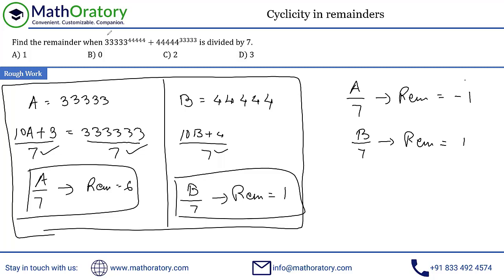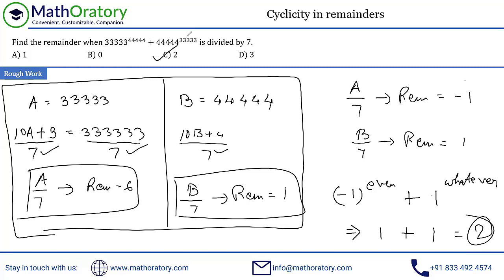So the entire thing, the given number, is A to the power 4, 4, 4, 4, whatever. So you have -1 raised to an even number. I care about even in this case because there's a -1 out here. Plus this part is 1, that is this B, raised to whatever, right? Because 1 raised to whatever, the remainder will be 1 any which way. So in this case, the remainder is 1 plus 1, which is 2 as our answer, option C.